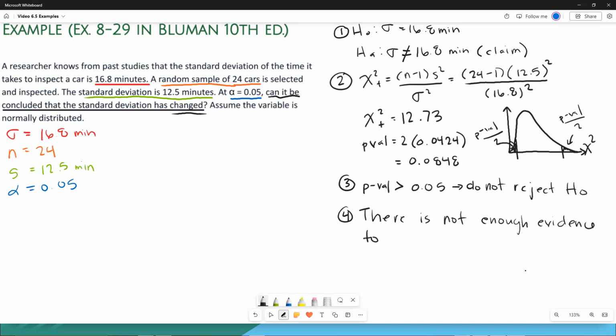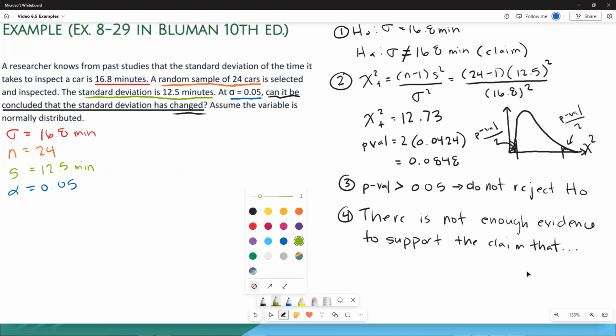And then looking back at step 1, our alternative is the claim. So we're talking about support. There is not enough evidence to support the claim that. And then again, we go back to that word problem to look for the phrasing. It says, can it be concluded that the standard deviation has changed? So there is not enough evidence to support the claim that the standard deviation of the time it takes to inspect a car has changed.